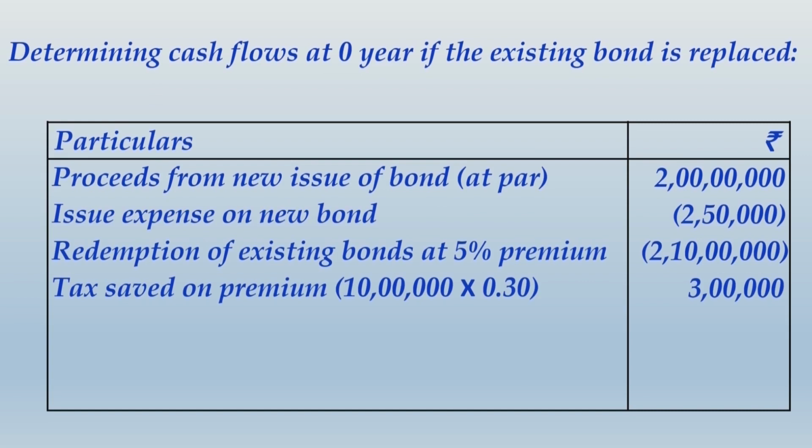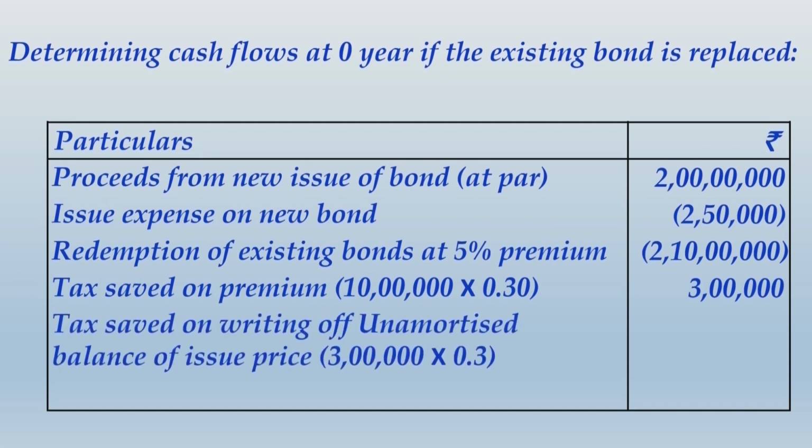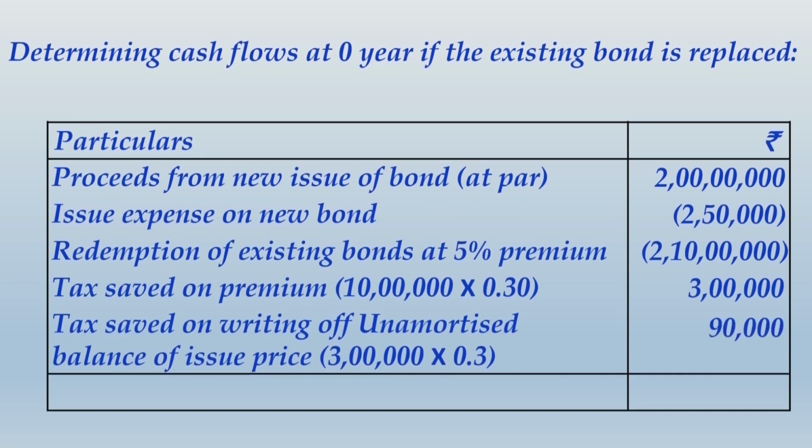Now whatever be the unamortized portion of issue expenses of old bond that you are going to write off immediately will be 3 lakhs, multiplied by tax rate 30%, that will be tax saved on that unamortized portion, which will be 30% of 3 lakhs, and that comes to 90,000. No other cash flows will arise at 0 year. So final cash flow at 0 year on net basis comes to negative 8,60,000. So take note of all these calculations and then we move ahead.